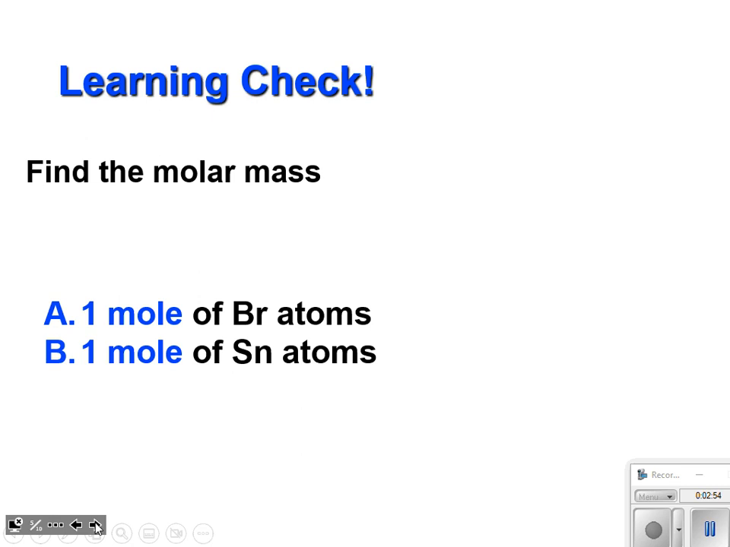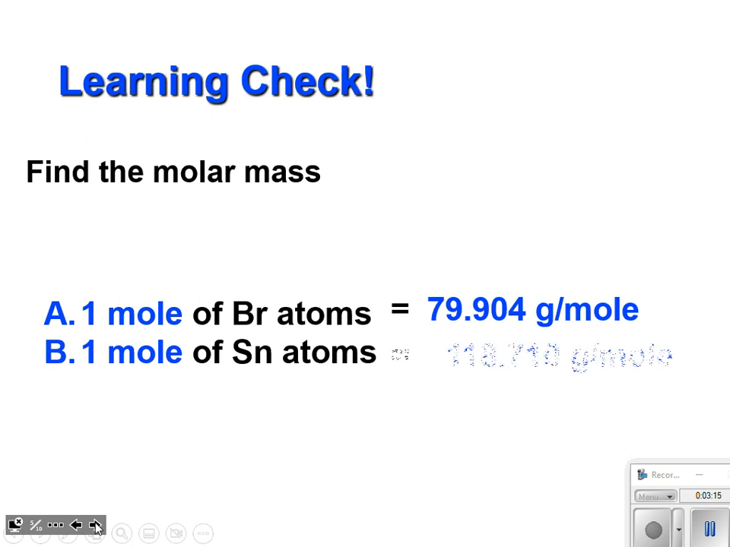What about bromine? Who can tell me what bromine is? Well, apparently everybody can. 79.904 grams per mole. Sometimes we say it like this, grams per mole. All right, what about tin? 118.710 grams per mole. Now, what does this mean?